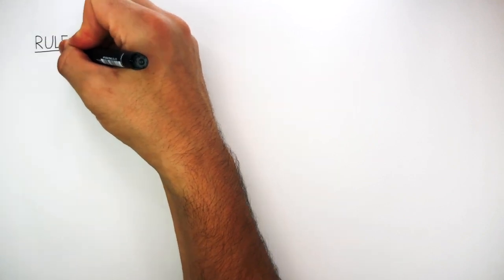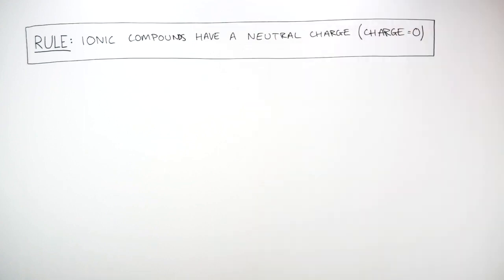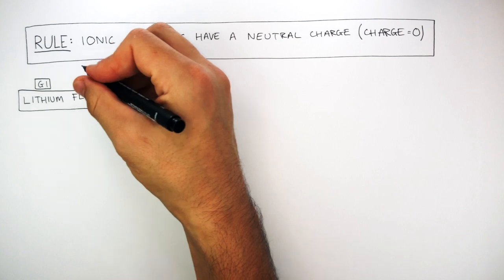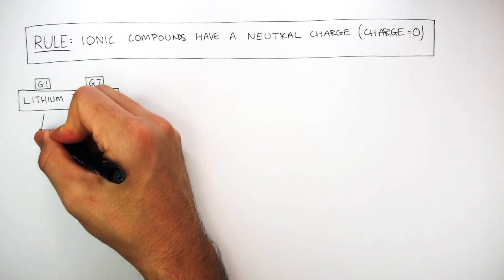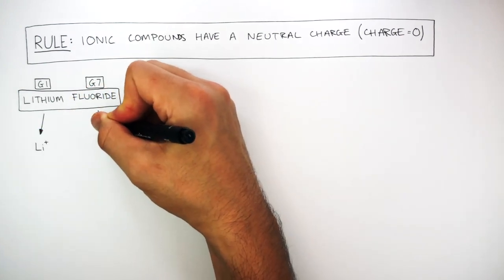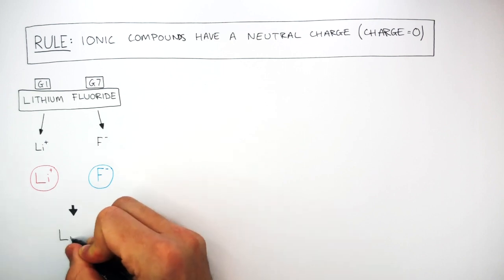A rule you need to know is that ionic compounds always have a neutral charge. This means a charge of 0. So for example, lithium fluoride is an ionic compound, so will have a charge of 0. But we know lithium is in group 1, and the fluoride ion is in group 7. So lithium always forms an ion of +1, and fluorine always forms an ion of -1. So we can see how one lithium ion, +1, and one fluoride ion, -1, cancel each other out to have a charge of 0. So the chemical formula of lithium fluoride is LiF.